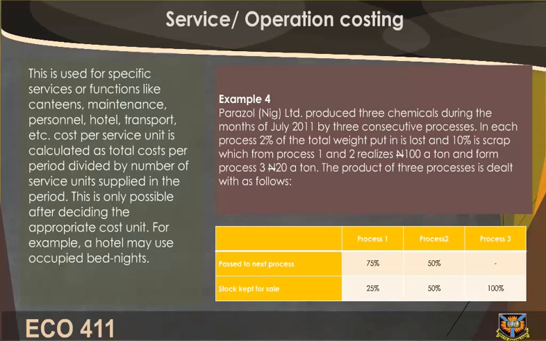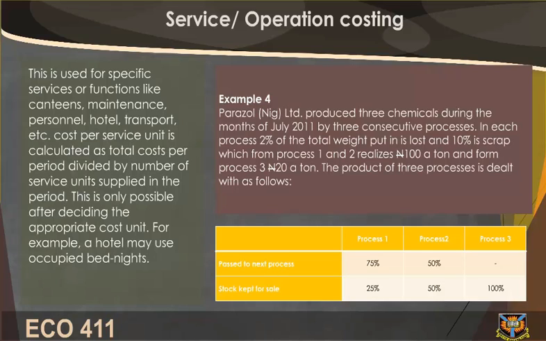Service or operation costing. This is used for specific services or functions like canteens, maintenance, personnel, hotel, transport, and so on. Cost per service unit is calculated as total cost per period divided by the number of service units supplied in the period. This is only possible after deciding the appropriate cost unit. For example, a hotel may use occupied bed nights.